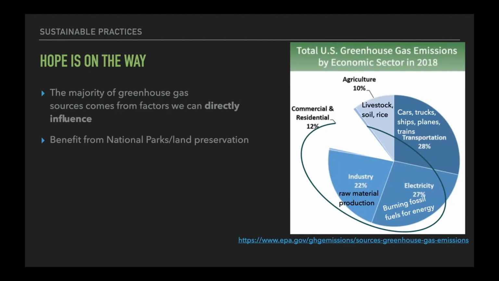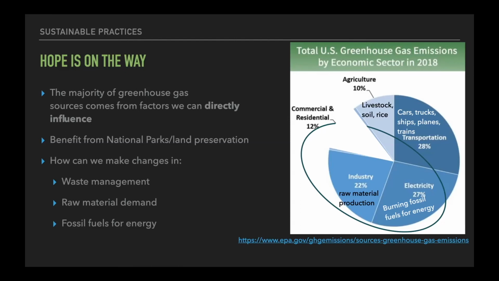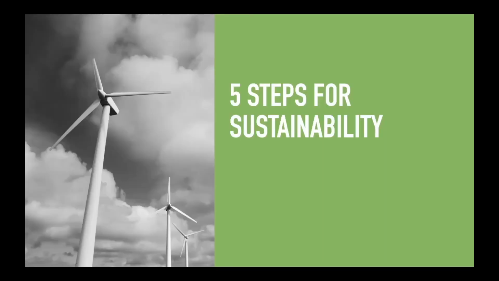We also have the earth working on our side already, so we can use this to our advantage. National parks, land preservation, etc., basically knocks out 12% of the greenhouse gas emission per year, right? So we're really looking at 88% of greenhouse gas emission that we want to reduce. So we're already starting at less than everything. Great. So we can make changes to waste management, raw material demand, and the demand for fossil fuels for use of energy. Fortunately, Colorado has some really great initiatives to actually get off of fossil fuels, and I'm happy to chat about them afterward if you guys have questions.